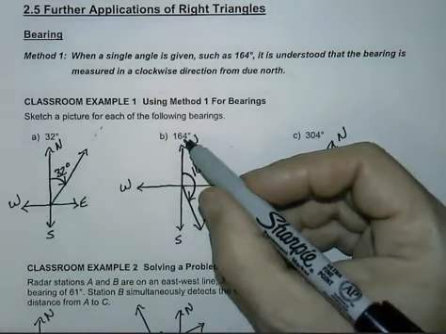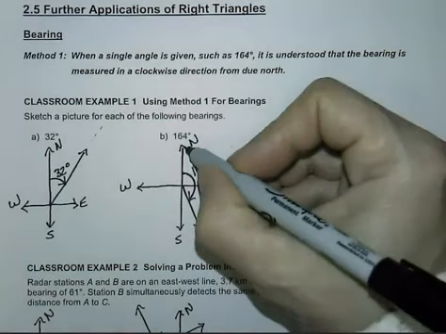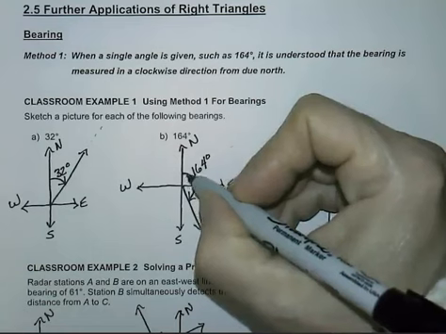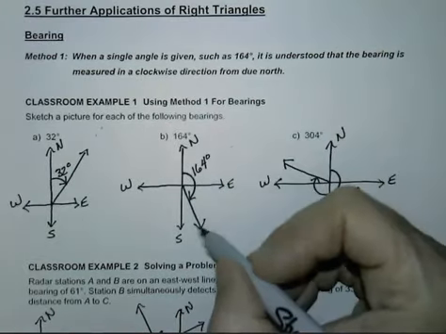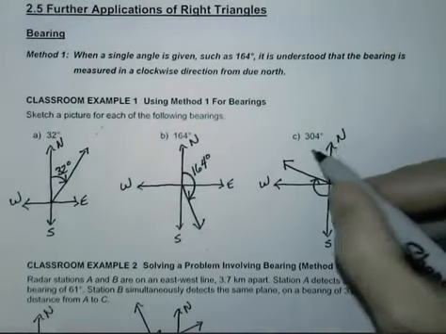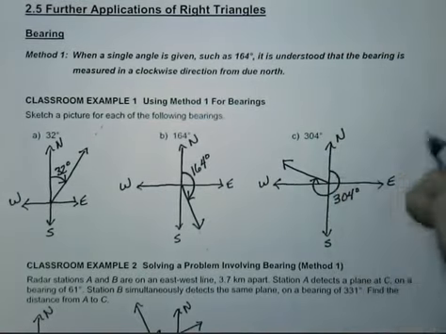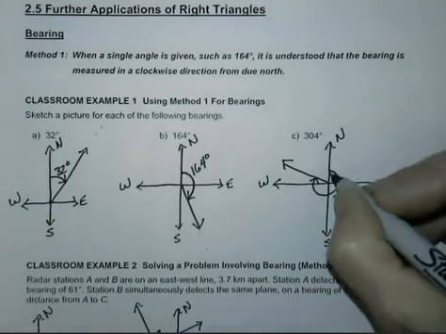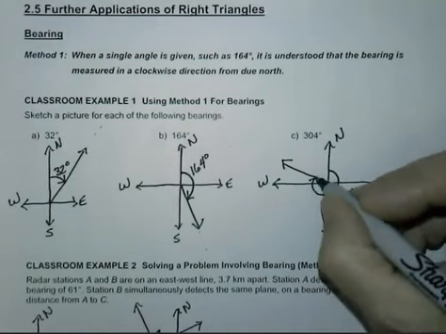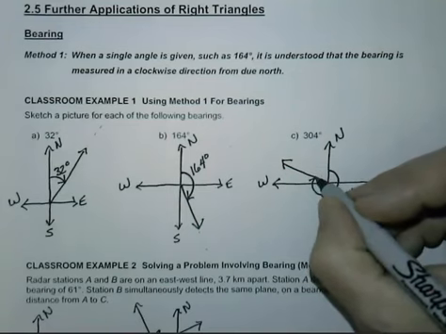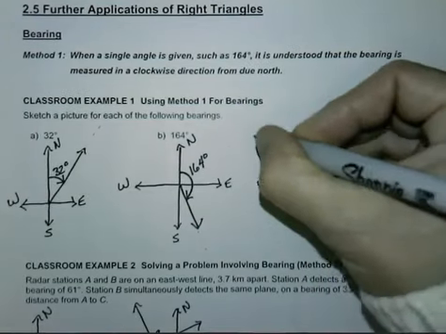If we have 164 degrees, again we're starting from due north and we're going around 164 degrees clockwise. That puts us somewhere between south and southeast. And last of all, if we have a bearing of 304 degrees, we're starting from due north, going around clockwise 304 degrees. That puts us a little bit past 270 degrees, which would be over here. We'd be going off in this direction.